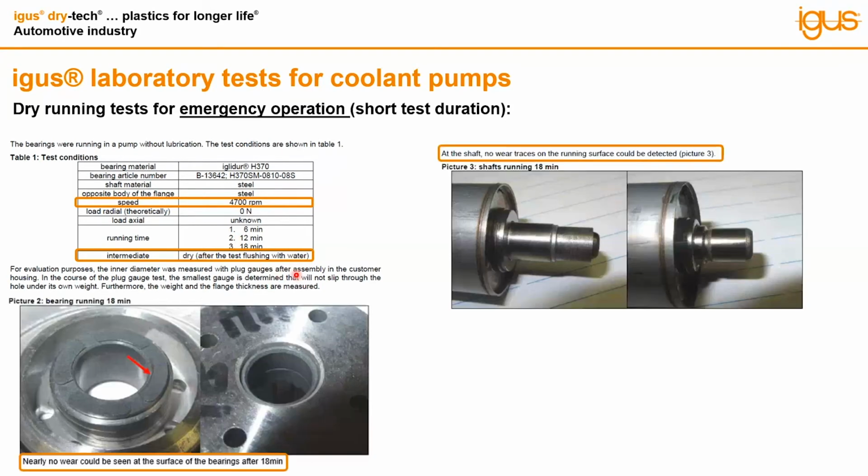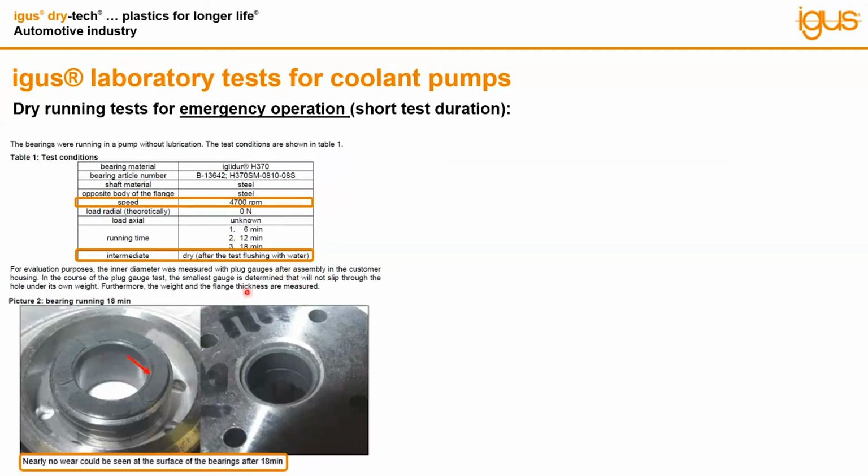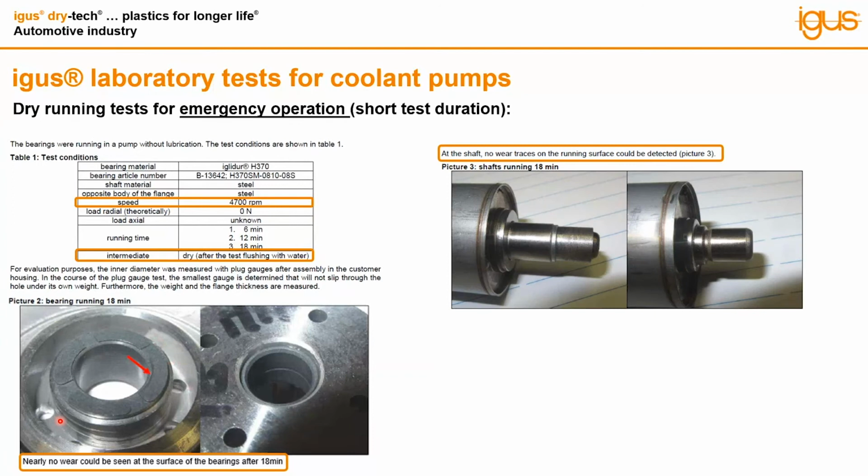And if we take a look at the results from this, you can see here that there's virtually no wear on the bearing itself. So you can see really no wear present here. And this is after 18 minutes of dry running at 4,700 RPM. So pretty fast speeds here. In addition to that, you can see the shaft also has no traces of wear on it. So there's no detectable wear on the running surface as well.